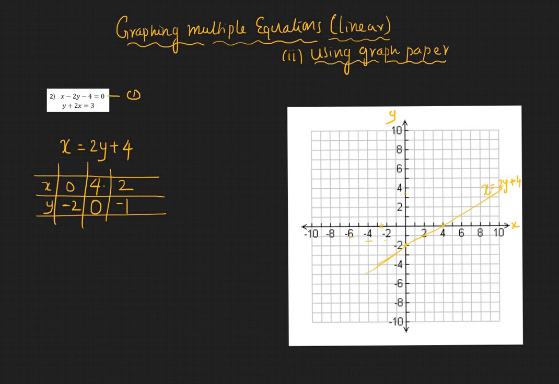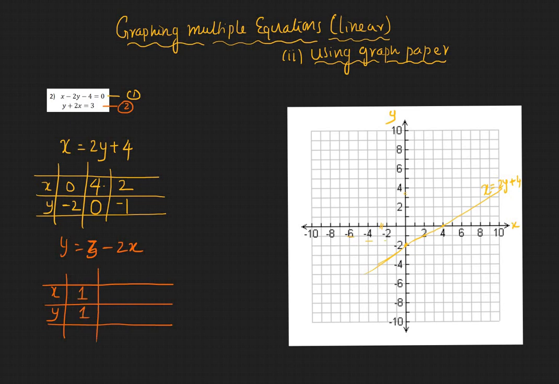So let's take the second equation, y equal to 3 minus 2x, and let's put in different values of x. Let's find the values of y. When x is 1, y is 1. When x is 2, y is -1. When x is 0, y is 3.